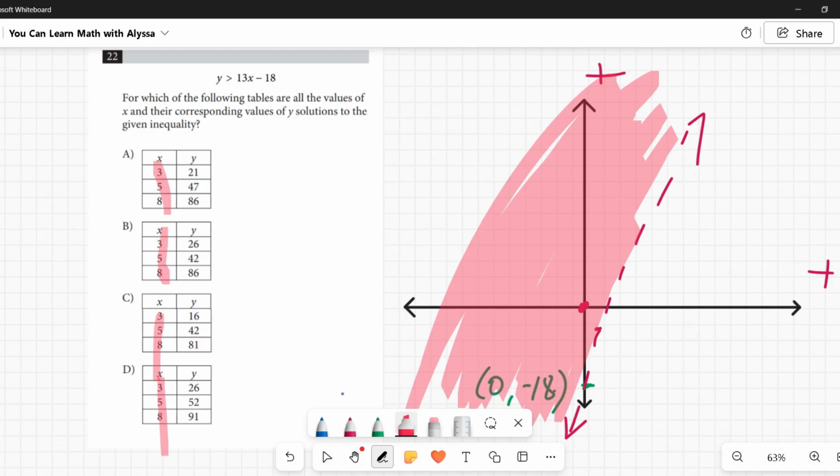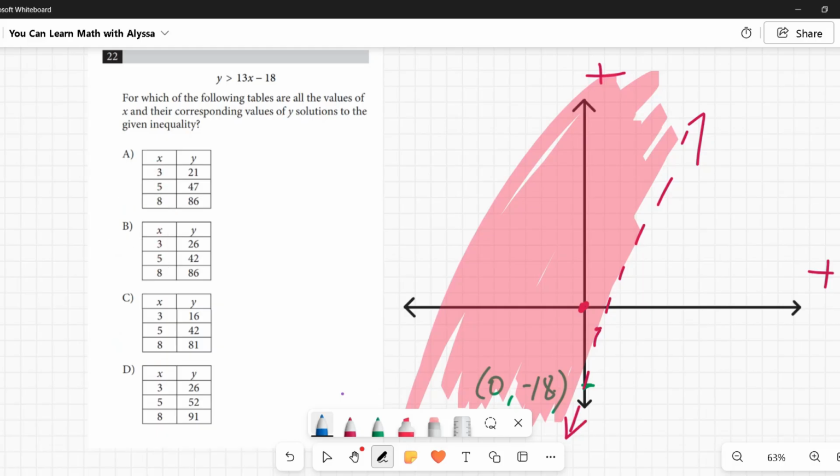Because here you'd have to look for 3. You'd find your 3 and say, okay, at 21, is it in here? Is it down here? Where is it at? All right, at 5, 47. Is it there? Where's it at? 8, 86. Is it there? Where's it at? And you'd have to go through each one of these until you find the right answer. And it could be D. We don't know yet. So that could be a lot of searching on the graph.